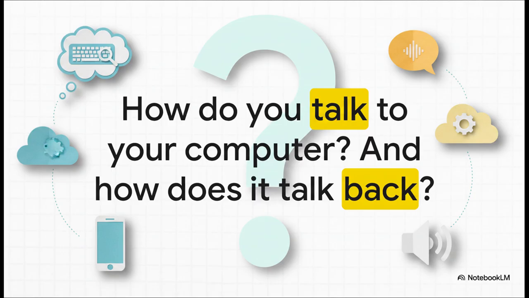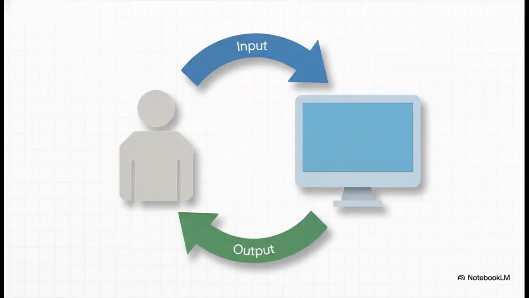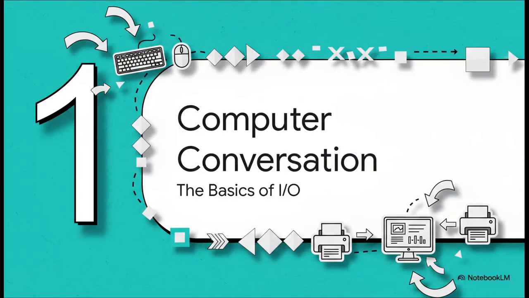So how does that actually work? How does this machine understand what you want? And maybe more importantly, how does it talk back to you? You see, it really is a two-way street. It's a dialogue. You give the computer some information, and in return, it gives you a result. This whole back and forth, this entire technological conversation is built on two super simple ideas: input and output. So let's get right into it.